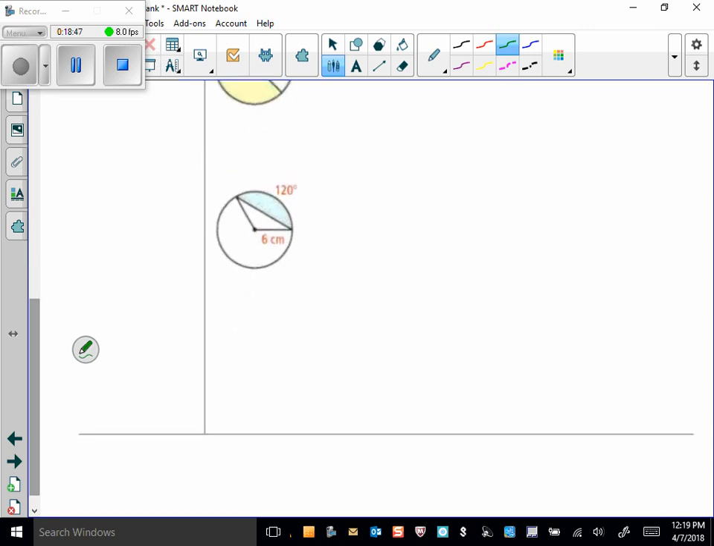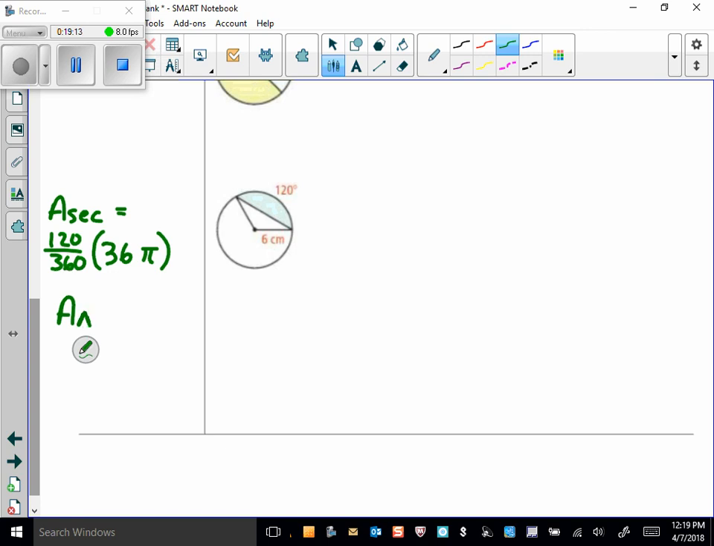How are we going to do this? We're finding the area of a segment, right? So we've got to find the area of the sector. The area of the sector is going to be 120 over 360 times 36 pi. Okay, that's not too bad, right? R squared is 36.